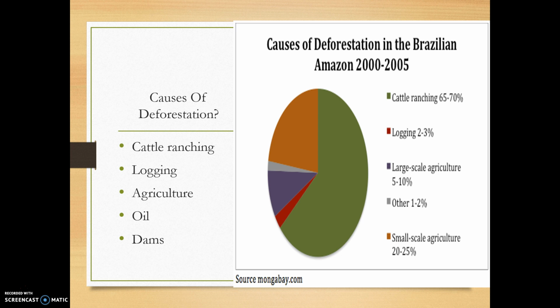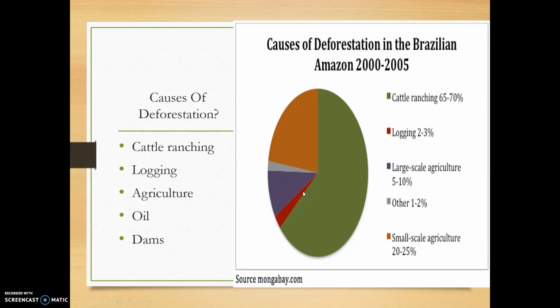The graphic on the far right depicts in a pie chart the causes of deforestation in the Amazon rainforest, and cattle ranching between the year 2000 and 2005 was the main cause of cutting down the trees. After cattle ranching, it was considered to be small-scale agriculture, between 20 to 25%, and then large-scale agriculture, and then logging. So cattle ranching and agriculture were the primary causes of the deforestation in the Amazon rainforest.